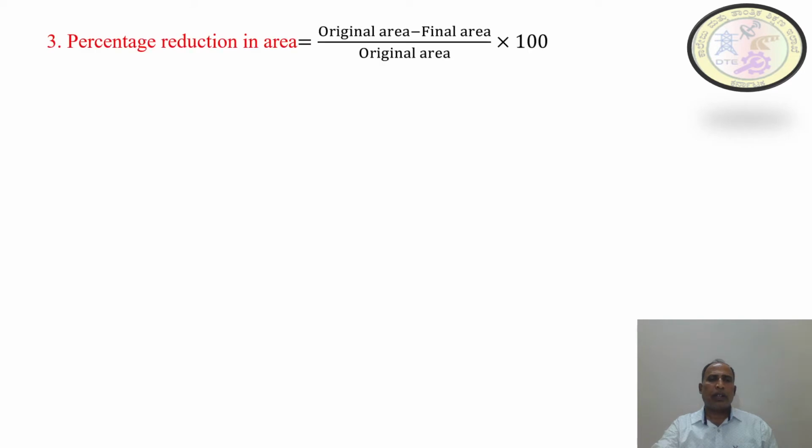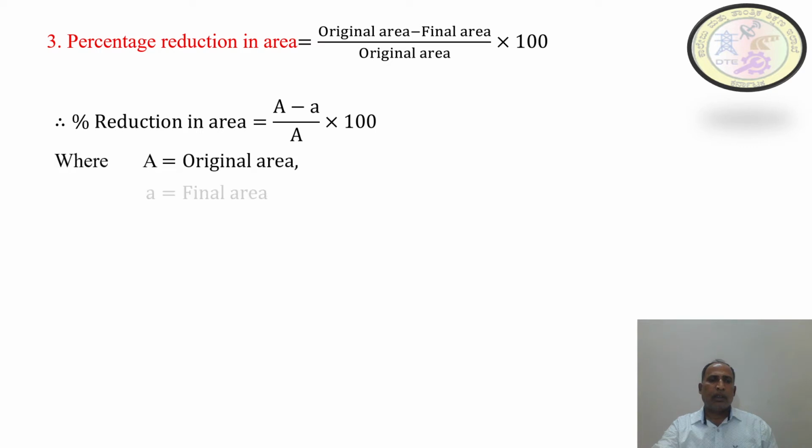Third one is percentage reduction in area, that is equal to original area minus final area by original area into 100. Therefore, percentage reduction in area is capital A minus small a divided by capital A into 100, where capital A is the original cross-sectional area and small a is the final area or the neck area or the area at the breaking point.